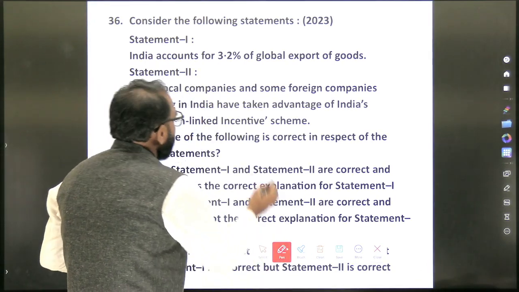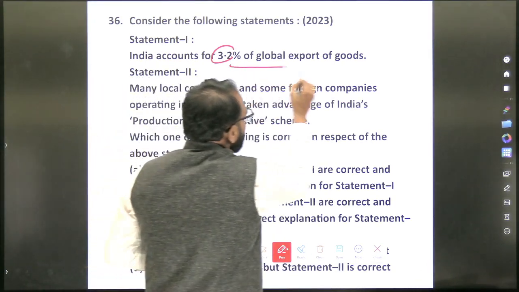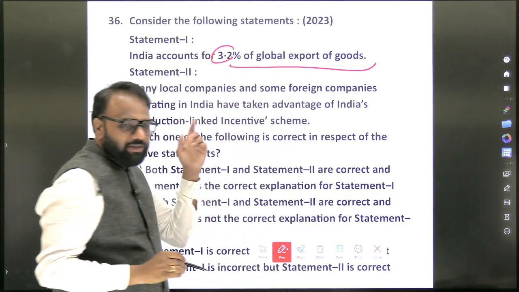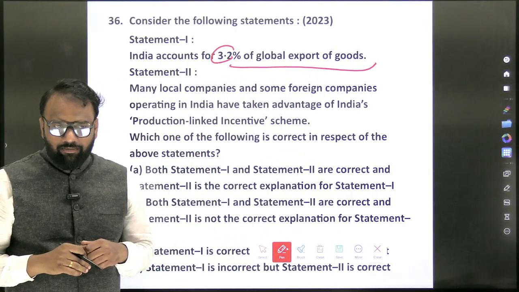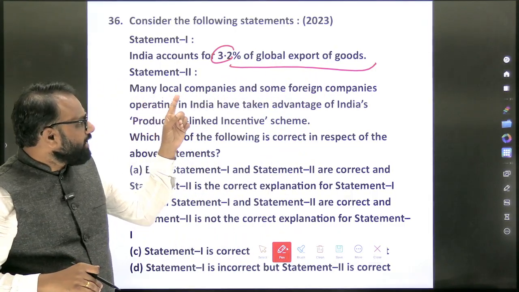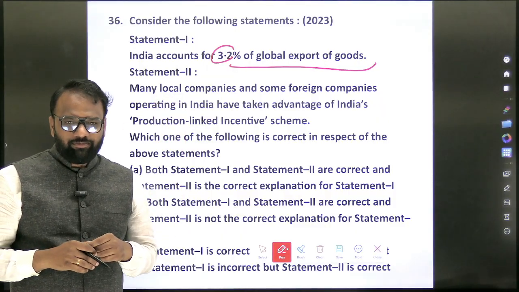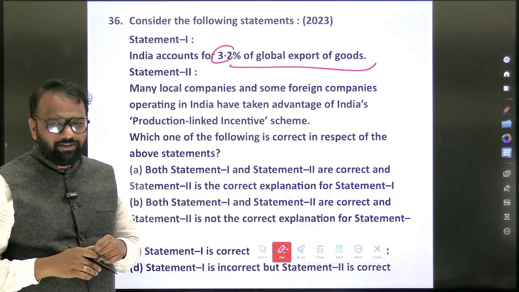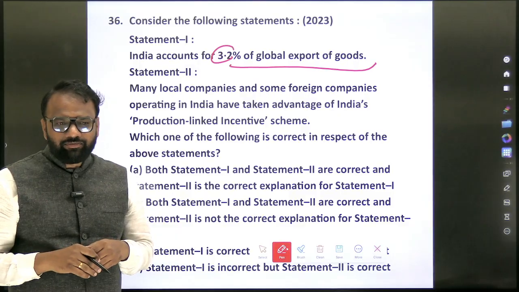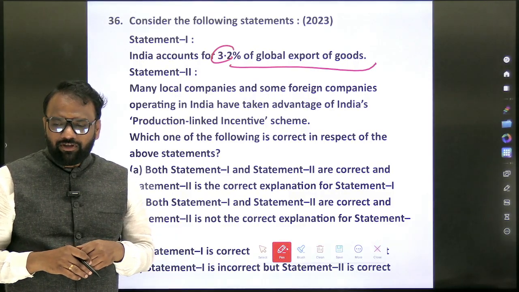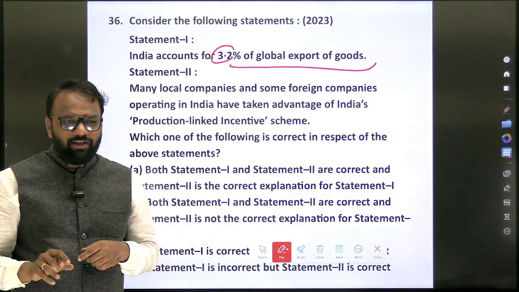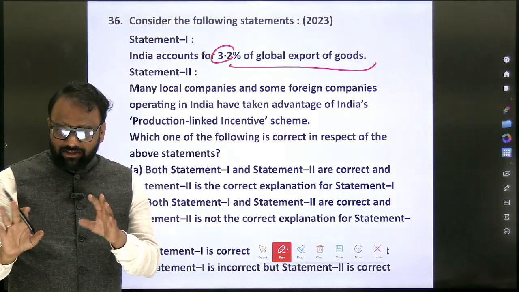So what data will we add? 3.2% of the global export of goods. What is the percentage approximately? India's share in the global export of goods. 4%? No. Not 3%. Somewhere it is 2.7. I have shared the data itself. Later on you can search for the exact value.